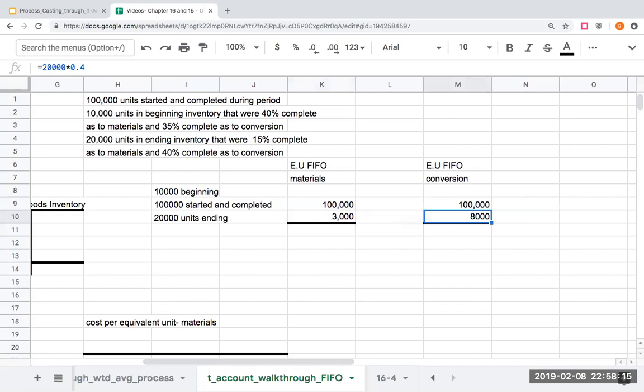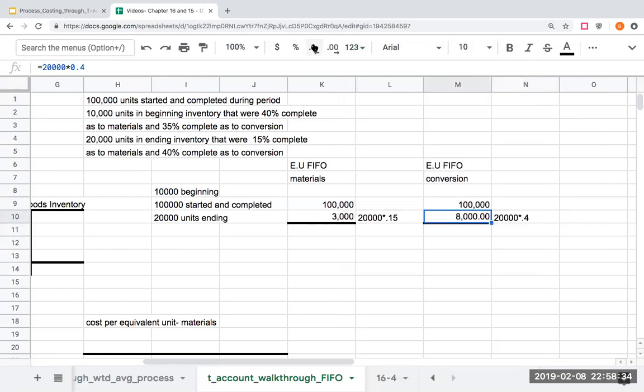If you have a question in terms of how I got that, scroll back about 3 minutes and you'll see how I did the calculation. Okay, so again, this is 20,000 times 0.15 times 0.4. Okay, so I get that over here.